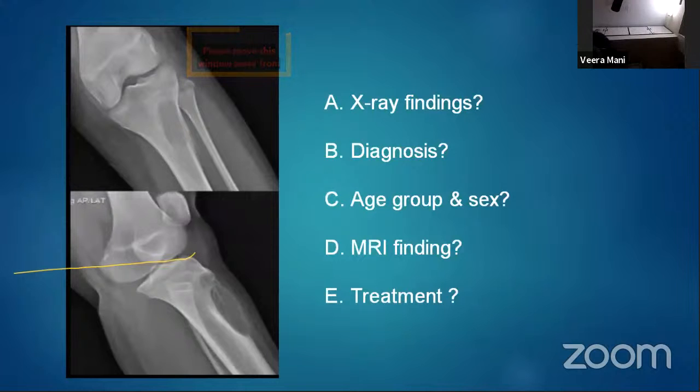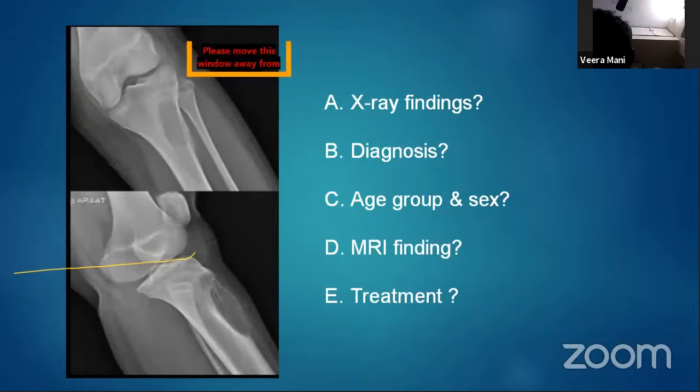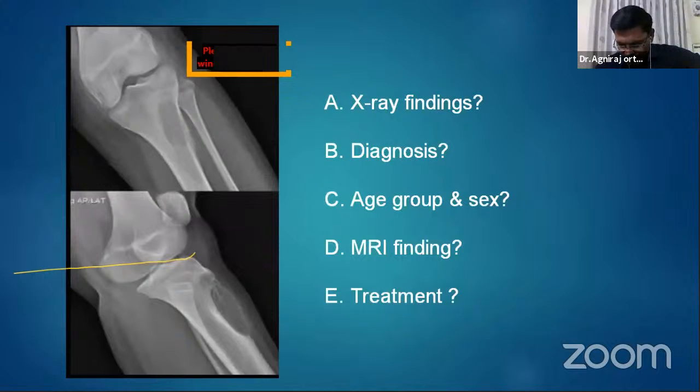Sir, curettage of the tumor and the tumor margins, along with the surrounding normal bone also curetted, sir. What do you mean by that? I don't understand. Sir, doing curettage not only of the tumor and tumor margins, along with that the normal bone margins are also curetted. Okay, that is not the correct answer.